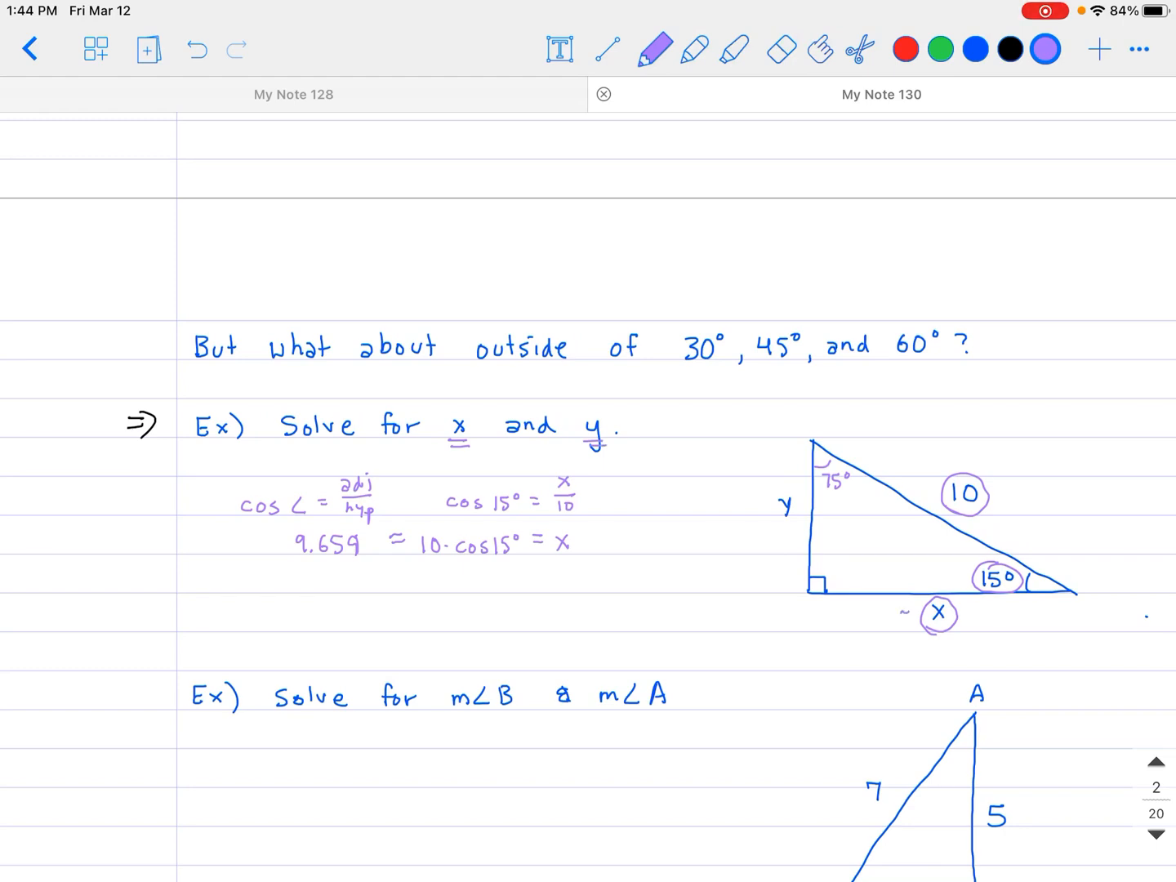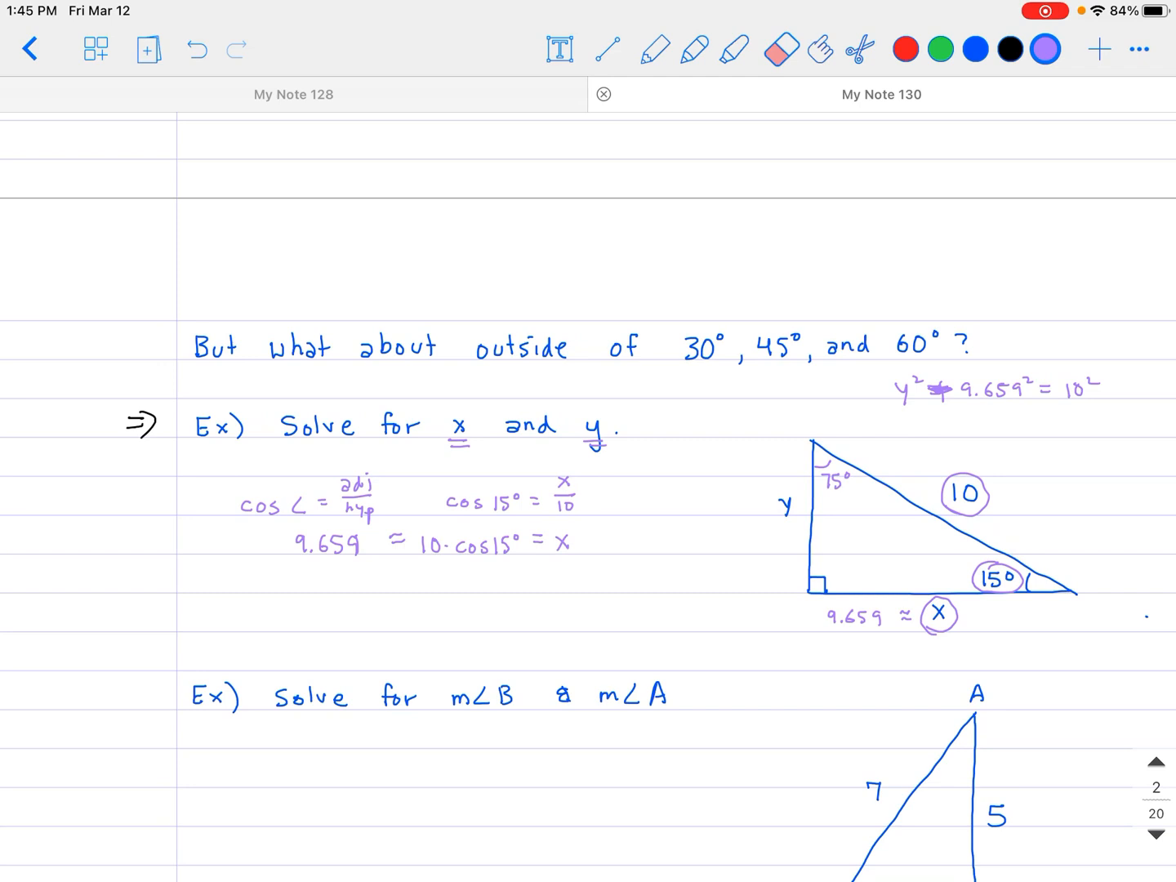Now, you have two options because we just solved for x, which is equal to 9.659. To solve for y, you can either do another trig ratio or you can do the Pythagorean theorem because we technically have one leg and also the hypotenuse. So you can say 9.659 squared plus y squared is equal to 10 squared and solve for it this way. But you know what? Since we're dealing with this whole trig ratio thing, let's go ahead and keep it consistent.